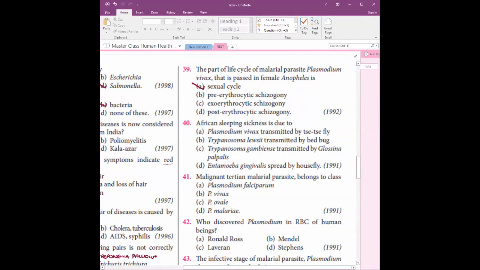Next one, guys. African sleeping sickness is caused due to Trypanosoma. But now, guys, who is this Trypanosoma? Trypanosoma gambiense. But now how is it going to be spread? It is spread by Glossina palpalis. So guys, this is very, very important. Just keep this in mind.